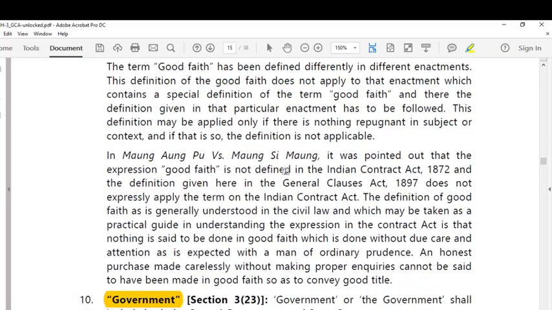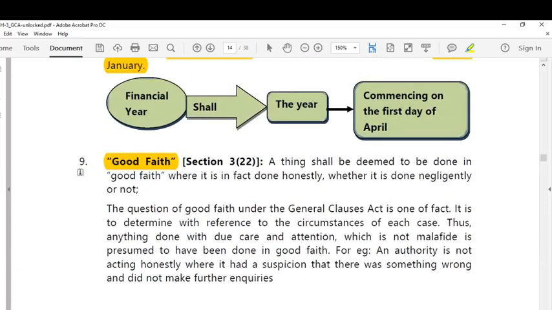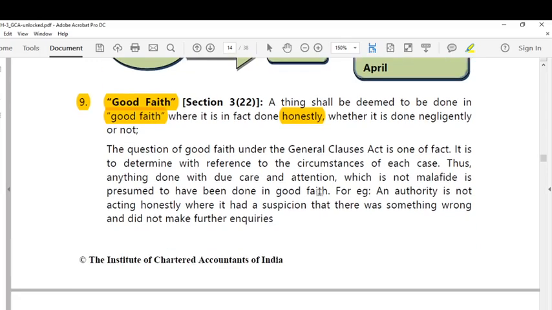And the next most important definition, this is the ninth one, is very important. Good faith. A thing shall be deemed to be done in good faith, where it is in fact done honestly, whether it is done negligently or not. The question of good faith under the General Clauses Act is one of fact. It is to be determined with reference to the circumstances of each case.